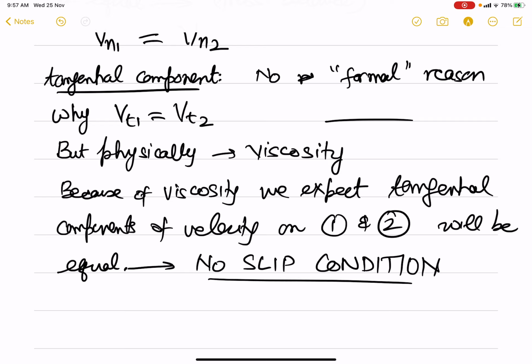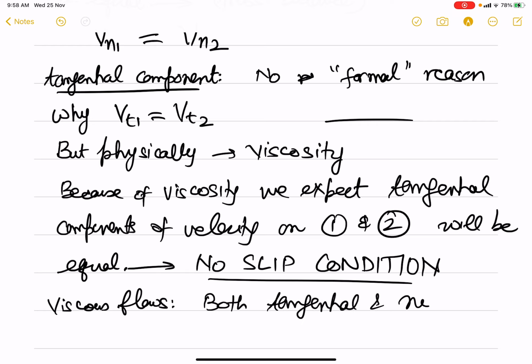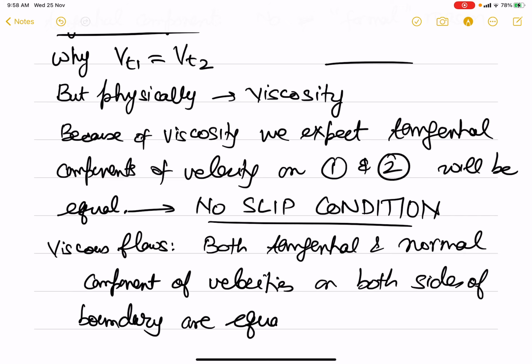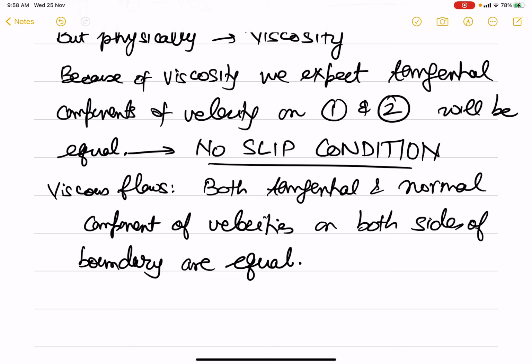And if we combine these two conditions, then what we say is for viscous flows, both tangential and normal components of velocities on both sides of the boundary are equal, which means that velocity on 1 is equal to velocity on 2, and this is what we would expect to happen.